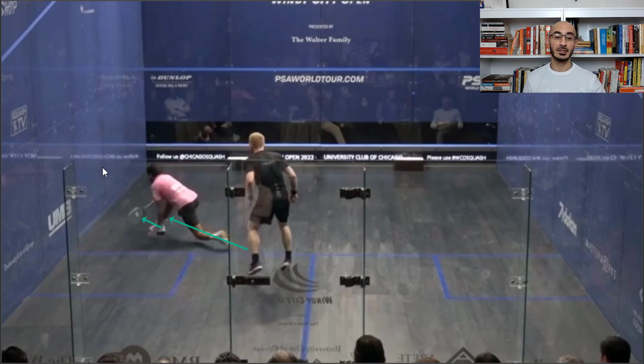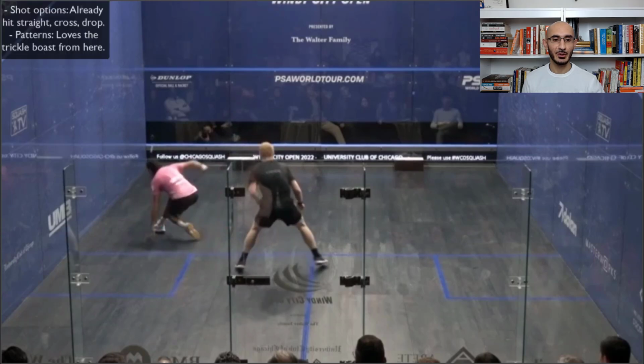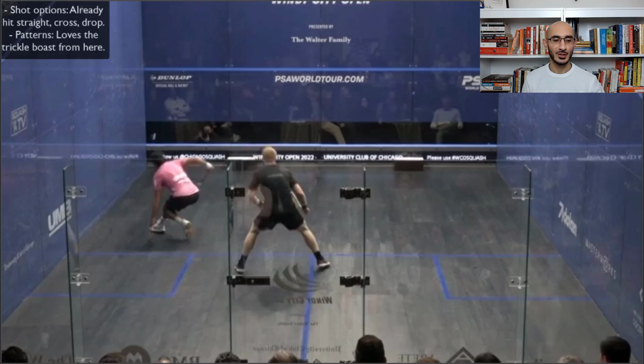Now, a couple of other things to note. One, you see relative to where Joel Macon is standing, Gawad has gone straight onto the ball and he's hitting it out in front of his foot, which creates that body block for Joel Macon, so it's a little bit harder for him to see the ball as well. But you guys already saw, he doesn't hit a trickle boast. He actually hits a straight drop. So let's see what he does. He goes and he cuts around the ball and puts the ball straight.